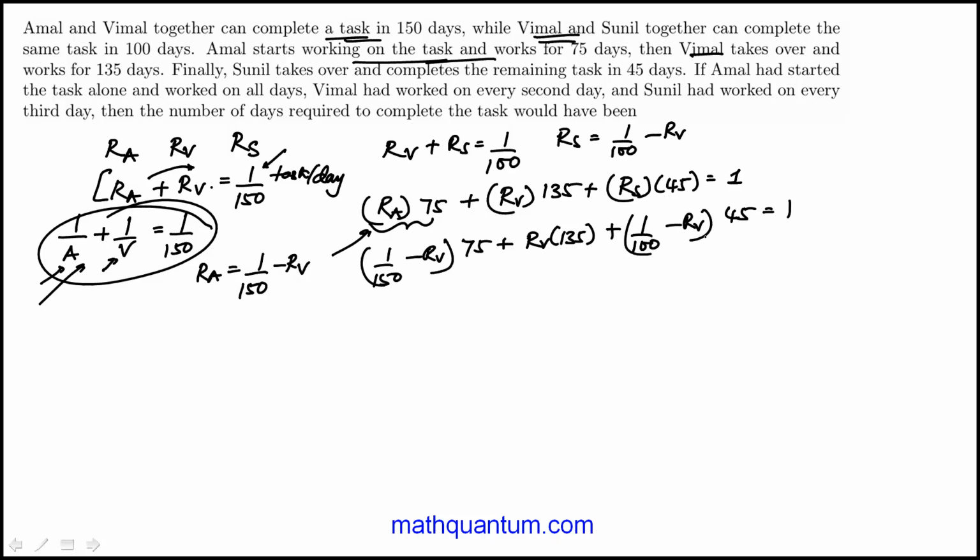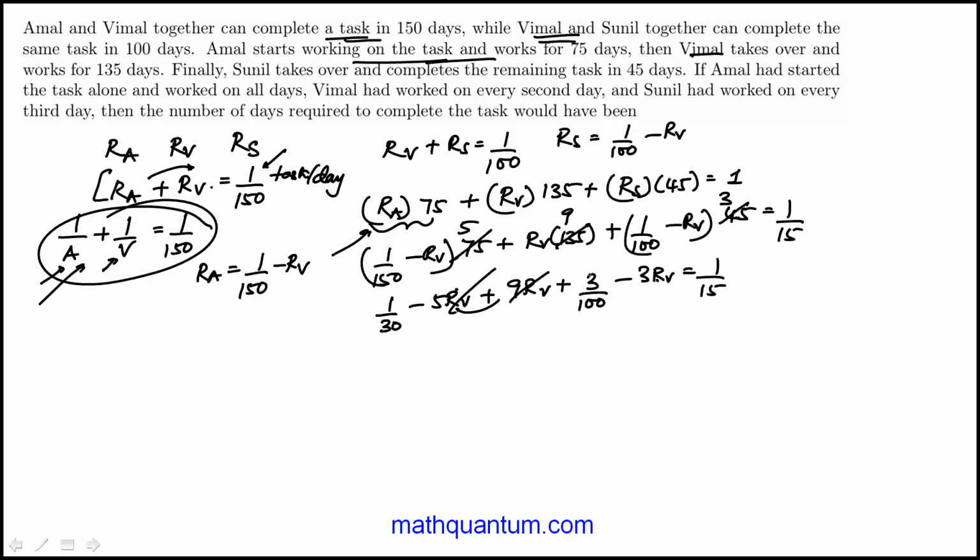Equal to 1. And now I kind of know these numbers are all divisible by 15, so I'm going to divide both sides by 15 just to clean up the algebra. This is 3, so this will become 1 over 15. And then I'm going to distribute this 5, so that would be 1 over 30 plus 9 RV plus 3 over 100 minus 3 RV. Okay, so this is 9, minus 5 and minus 3, so that's just going to leave you with RV. And then we have plus 3 over 100, equals 1/15th.